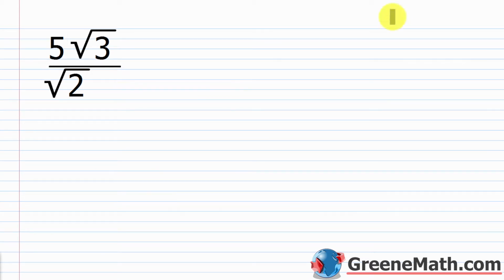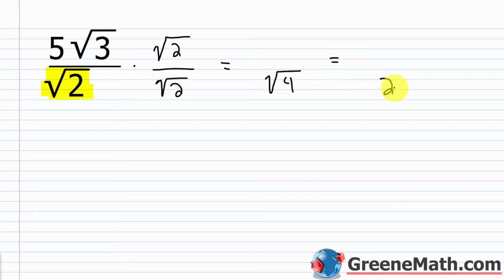Our rule is we don't want a radical in the denominator. So here we have the square root of 2, which is a radical. In order to simplify this, what we do is a little trick. We're going to multiply the numerator and denominator by the square root of 2. Now, what's that going to do for us? The square root of 2 times the square root of 2 is the square root of 4, and the square root of 4 is 2.